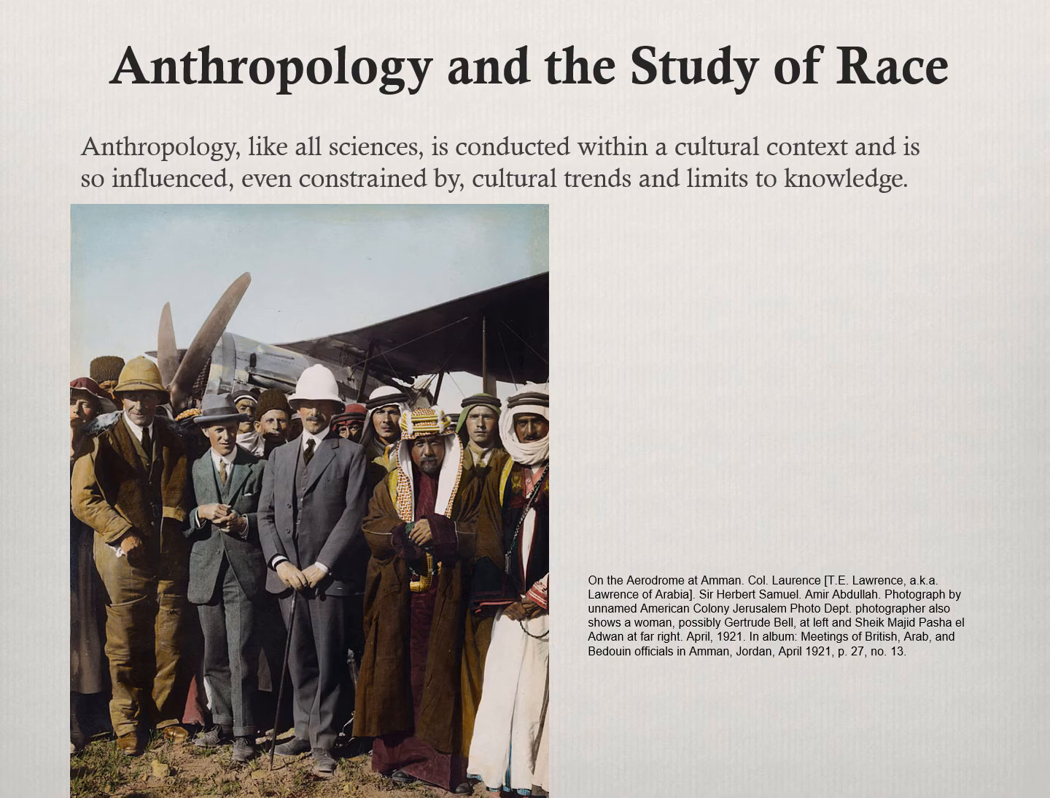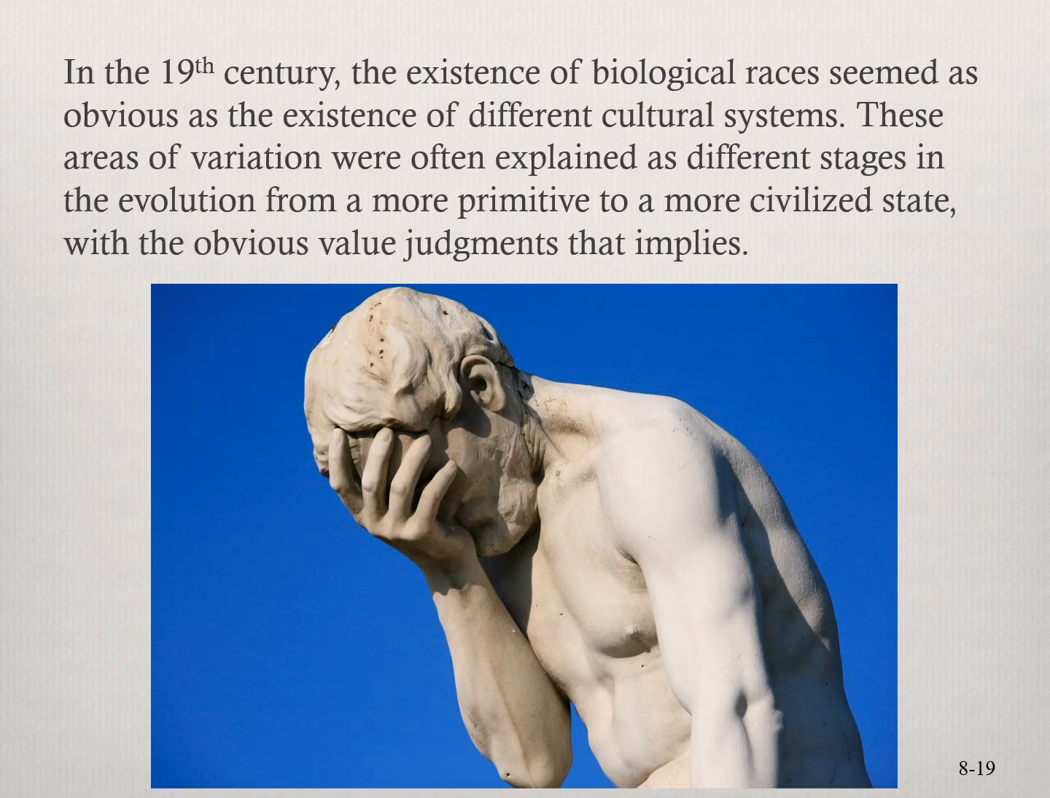The groups with chiefs were a little more advanced than those that were just in tribes with an informal leader, and really more advanced than the bands with no leadership. We apologize for this. We know that even though anthropology came from such terrible sources, we've worked to improve since then. In the 19th century, the existence of biological races seemed as obvious as the existence of different cultural systems. These areas of variation were explained as different stages in the evolution from more primitive to more civilized state, with the obvious value judgments that these imply.